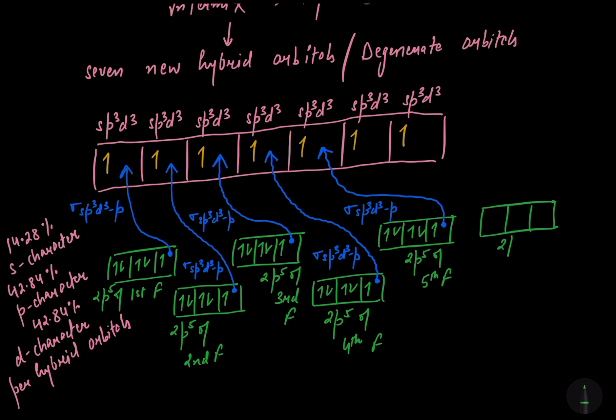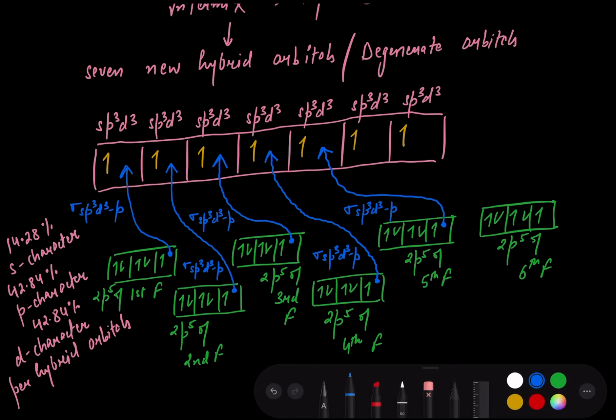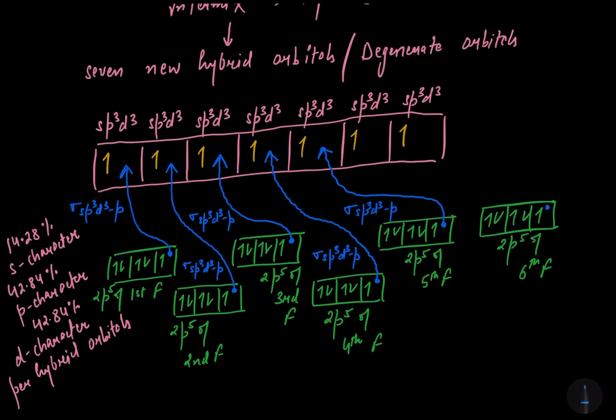That's the 2p of the sixth fluorine containing 5 electrons. So that's the first, second, third, fourth, fifth. And here also we are left with one atomic orbital containing one electron, which is going to have head-on overlap with the sp3d3 hybrid orbital of iodine forming the sigma bond. That's the sigma sp3d3p.